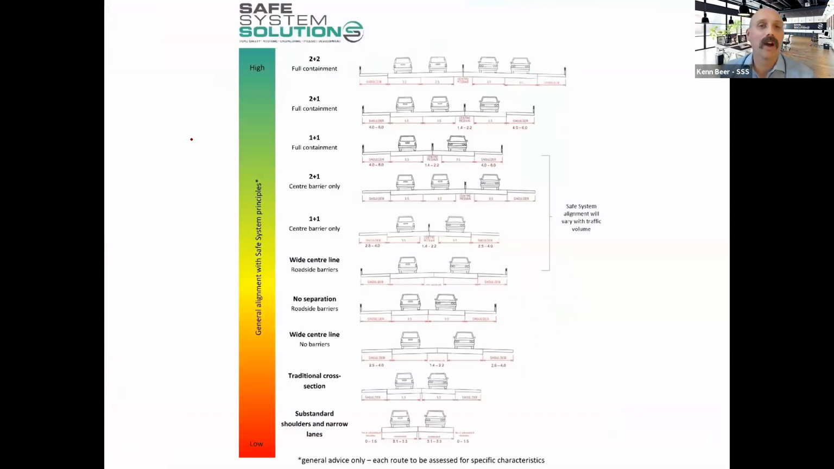But really what we know is that the best alignment with safe system principles, and this is sort of high alignment to low alignment with safe system principles for these mid-block high-speed roads, is we know that full containment with barrier systems is best. Right? Yeah, you want about 4 to 6 meters in your shoulder is nice. I mean, there's a strategic cost challenge you've got to work through there, because the wider you make your shoulder to offset the barrier, the less probably length you'll be able to get out of it.